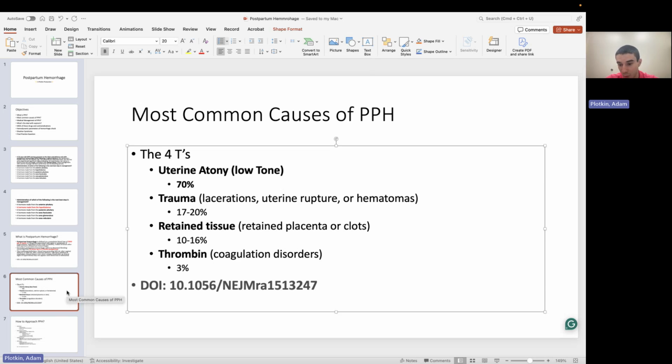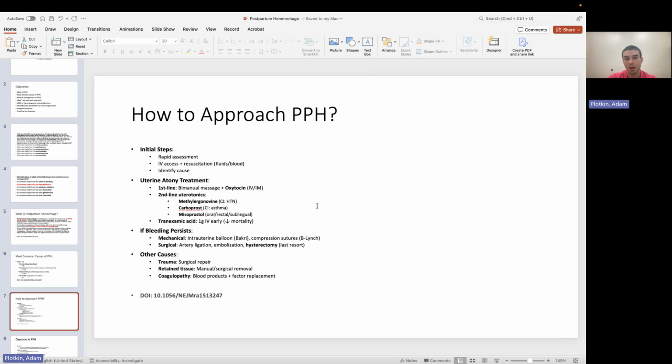So a classic Step 1 question would be if a patient has postpartum hemorrhage, and they'll just ask you what's the most likely cause. You're going to say uterine atony unless they point you towards some sort of laceration or retained tissue or coagulation disorder, okay? So how do we approach postpartum hemorrhage? First things first, we do a rapid assessment, right? We're going to start IV access, and we're going to start resuscitating with crystalloids, right? IV lactated Ringer's or IV 0.9% normal saline, isotonic solutions, start that volume resuscitation, and then we're going to try to identify the cause. Once we do that, then we go to the treatment, okay?